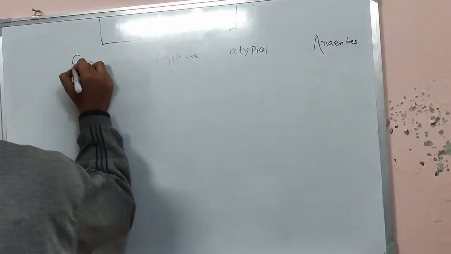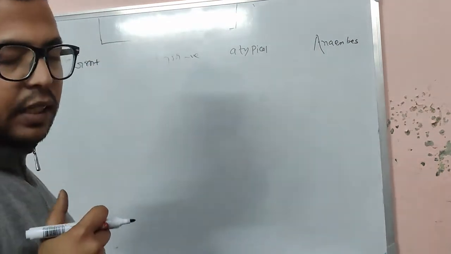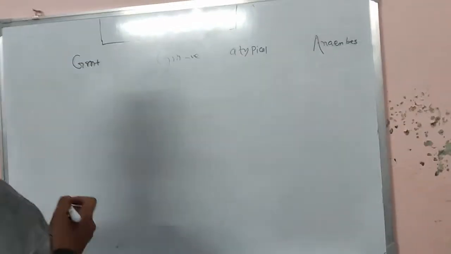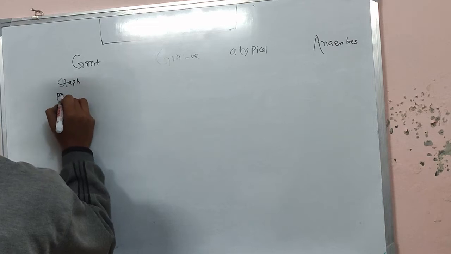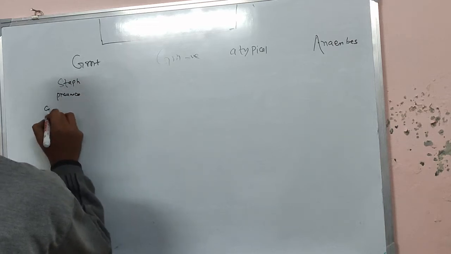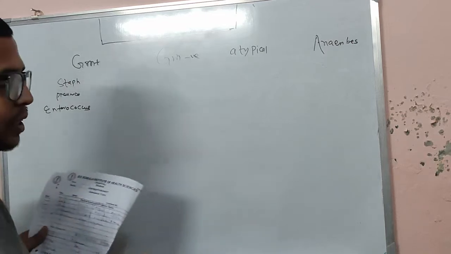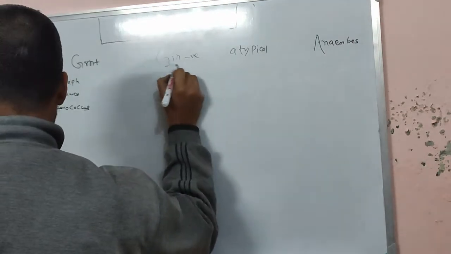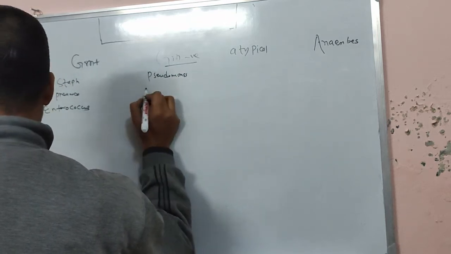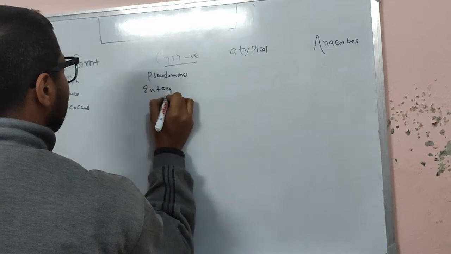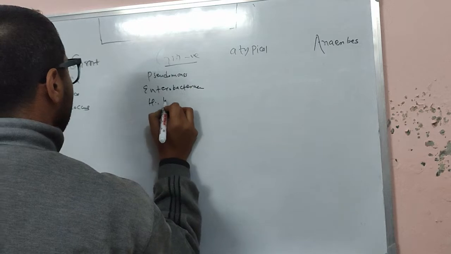So this is gram positive. Please tell me some gram positive bacteria. You may be thinking Staphylococcus, correct? Pneumococcus, Enterococcus. So these are some gram positive bacteria. And please tell me some gram negative bacteria. Pseudomonas. You may be thinking Enterobacteriaceae, H. influenzae.